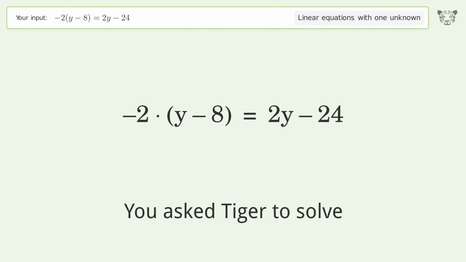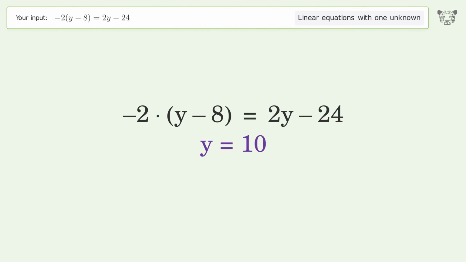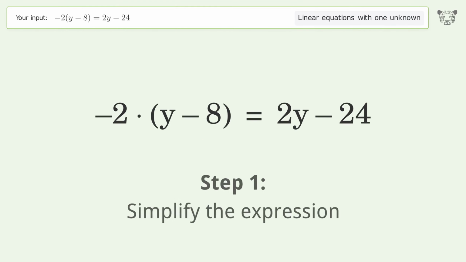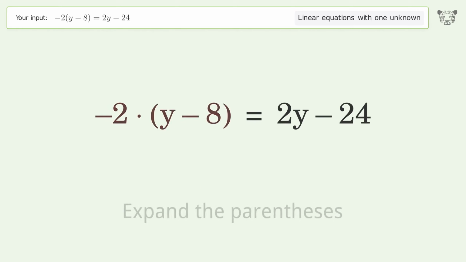You ask Tiger to solve. This deals with linear equations with one unknown. The final result is y equals 10. Let's solve it step by step. Simplify the expression. Expand the parentheses.